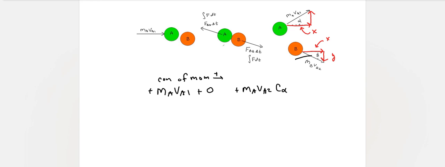So we're going to have plus MBVB2 times the cosine of the angle that I called beta. All right, that's a B right there.